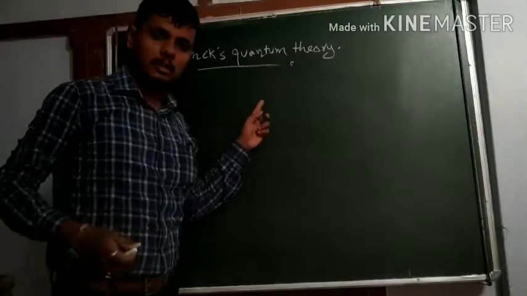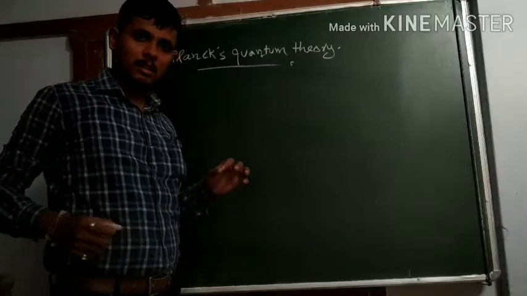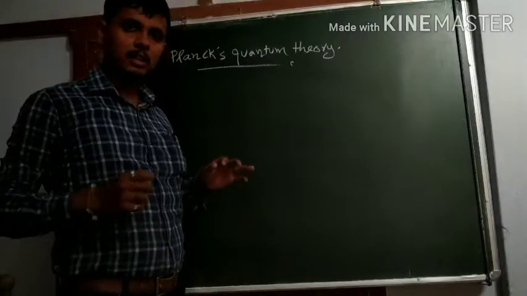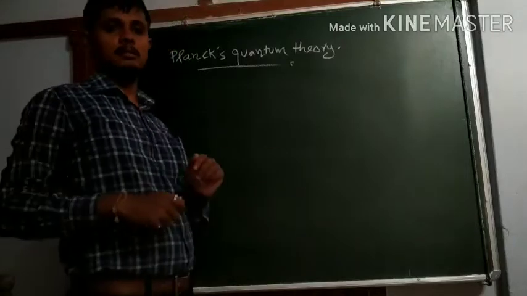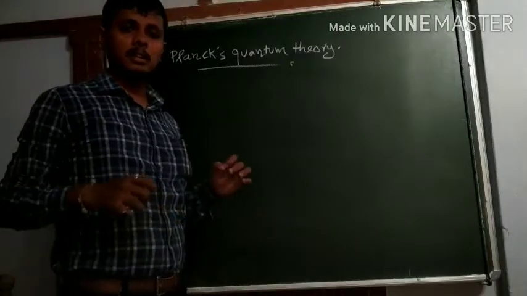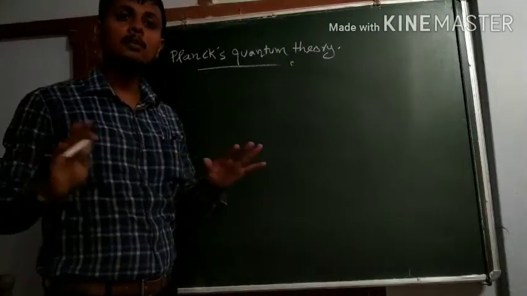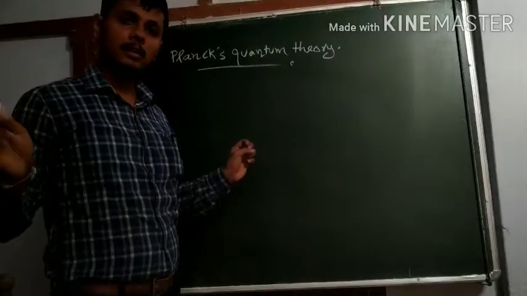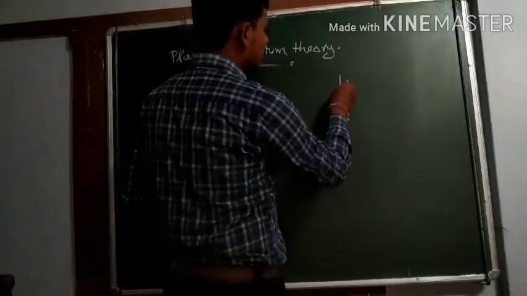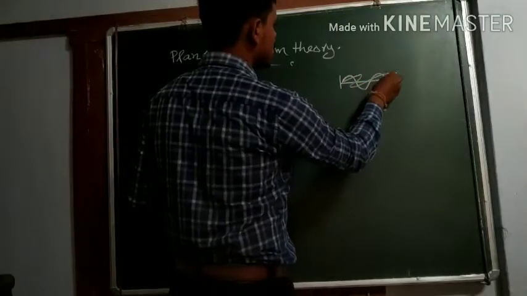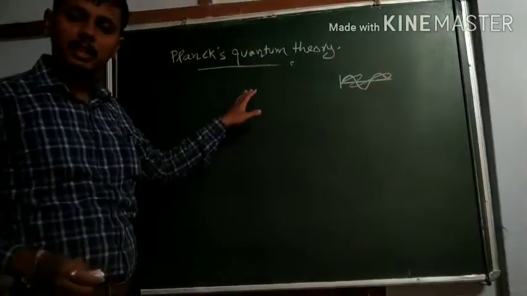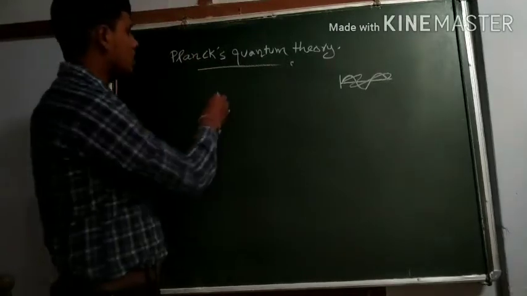In Planck's quantum theory, electromagnetic radiations are not said to have wave character. Planck's quantum theory says that electromagnetic radiations are not waves. In electromagnetic theory, what did we say? Electromagnetic radiations are waves. But Planck's quantum theory says that electromagnetic radiations are not waves.